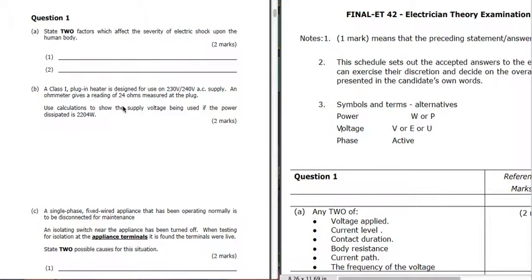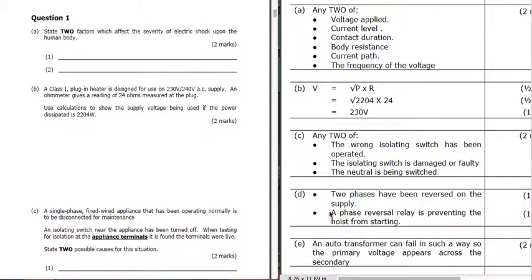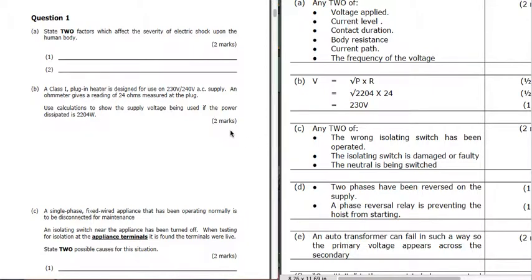A Class 1 plug-in heater is designed for use on 230-240. We've got a resistance of 24 ohms and we're told that the power is 2204 and we need to find the voltage. Now you need to transpose the normal formula of P equals V squared over R, and if we transpose that we get V is equal to the square root of P times R. So that is the square root of all of that times together, not the square root of P times R. That square root should extend across there. So 2204 times 24, all square rooted, gives you 230 volts.